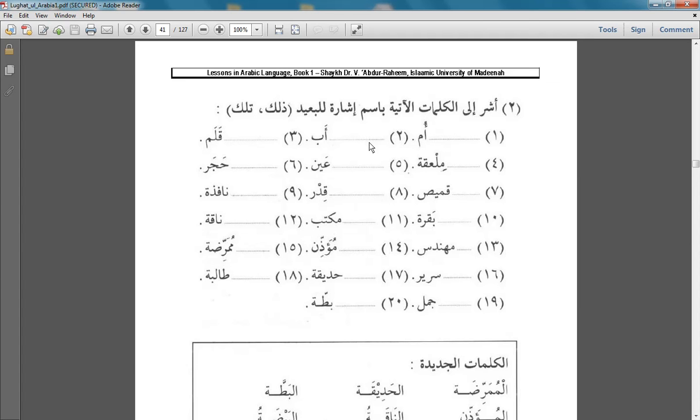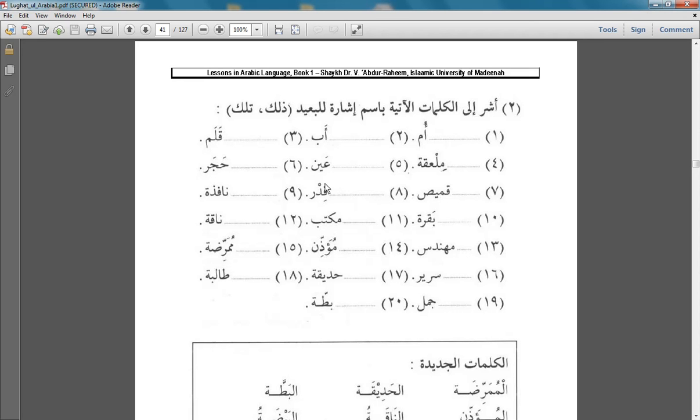ذلك أب, that is a father. ذلك قلم, that is a pen. ملعقة, it has a ta marbuta at the end. So tilka ملعقة. عين is one of the dual things that are on a person's body, so it has to be feminine. Tilka عين, that is an eye. ذلك حجر, that is a stone. ذلك قميص, that is a shirt.